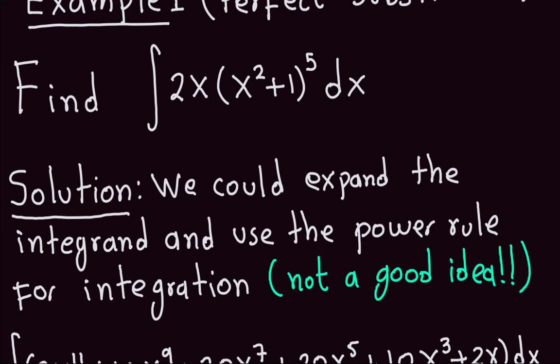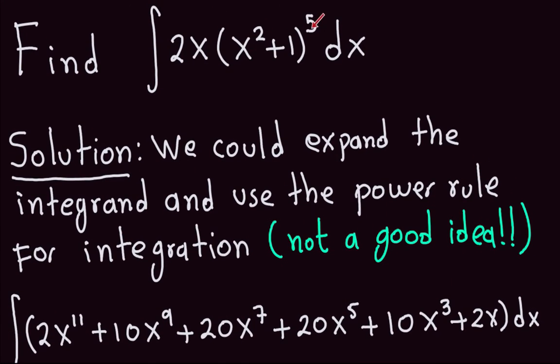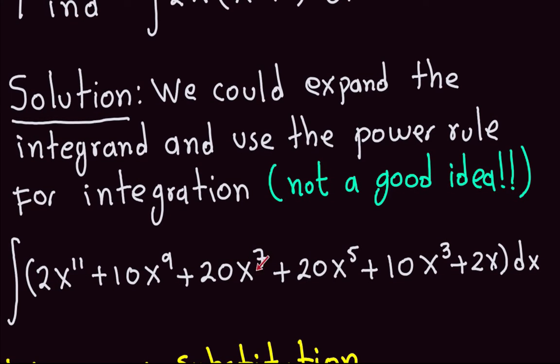The purpose of this example is to do a substitution, but let's just look at what will happen if you actually attempt to do this in the old-fashioned way. The old-fashioned way would be to expand (x squared plus 1) to the 5th, so multiply x squared plus 1 five times and multiply by 2x. If you do that, you're going to get this expression that is here, which is a very long expression. Now this, of course, you can integrate because the integral distributes with respect to a sum. So you can integrate x to the 11, x to the 9, x to the 7, and so on, which will be easy to integrate because it's the power rule. For example, the integral of x to the 11 will be x to the 12 divided by 12. That's the power rule of integration.